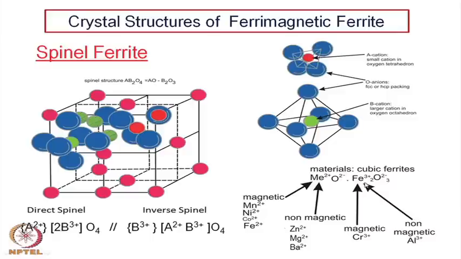Similarly, in the B site, the Fe3+ site, you have chromium, which is magnetic, and aluminum, which is non-magnetic. So, these are possibilities. There is what we call isostructural substitution, and extensive isostructural substitution is possible in case of spinel ferrites. And correspondingly, you have different properties, different compounds, both magnetic properties as well as other physical properties.